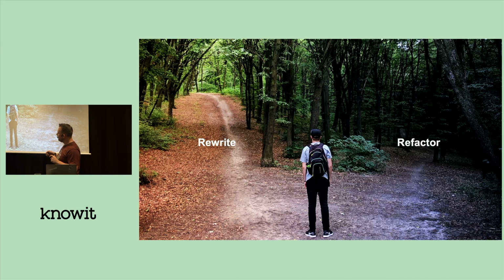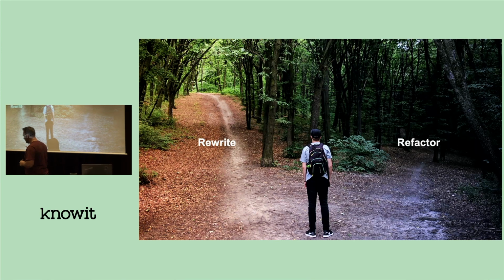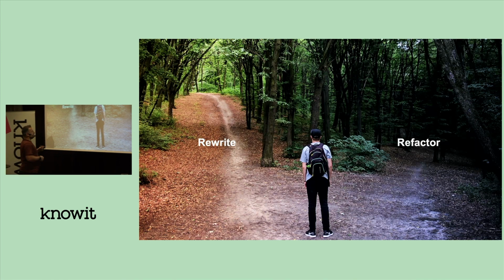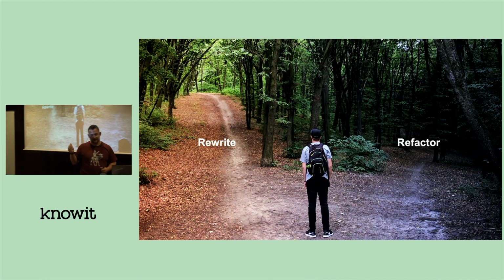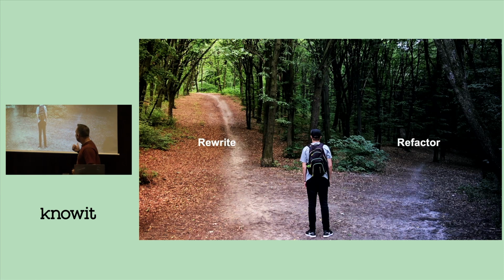So, if we take a look at the rewrite path, you can see that there's sunlight coming through the trees. You can almost smell the trees, right? You can smell the leaves, and you can almost hear the birds singing. And then we have the refactor path. This is the road to the dark side of the wood. No one really wants to go there, right?